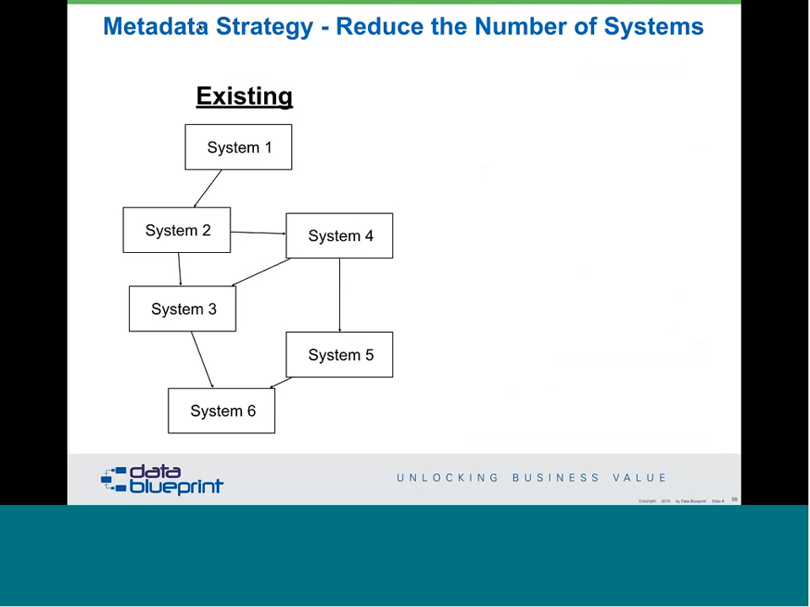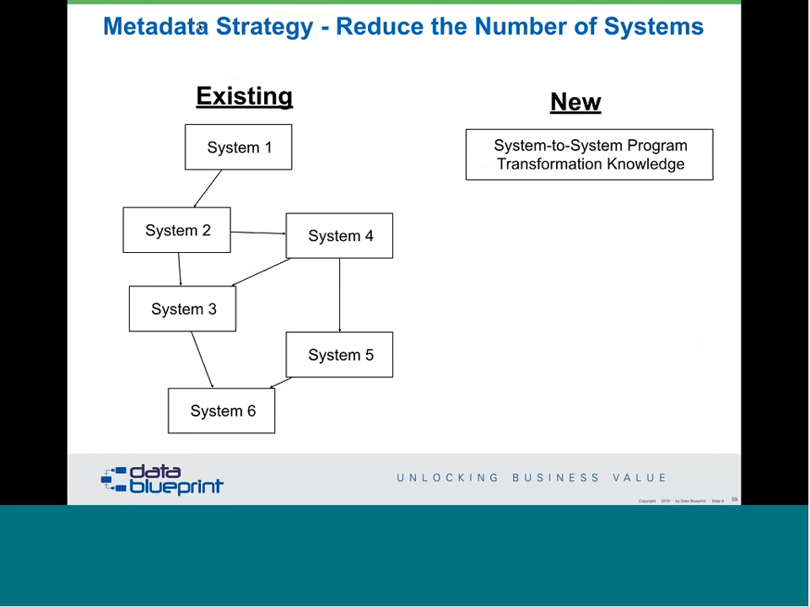We add things to the systems. And when you look at this, metadata strategy might be to reduce the number of systems. We can do that through a very nice set of practices by understanding, for example, that the only value system 4 adds in this diagram is that it takes some outputs from system 2 and transforms them so that they can be read by system 3.